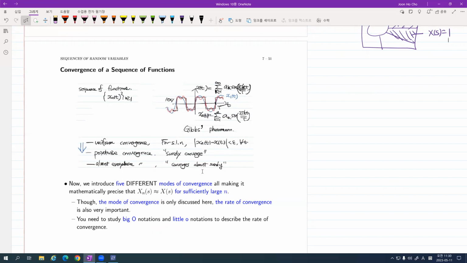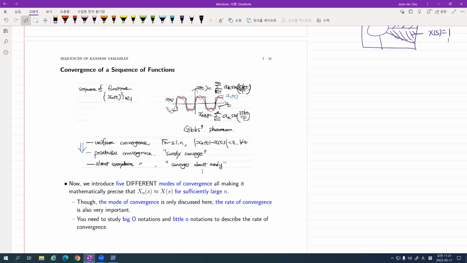here you want to increase n and claim that for sufficiently large n, this function with finite terms is almost the same as the original function. How do you want to define that? The first idea is this.